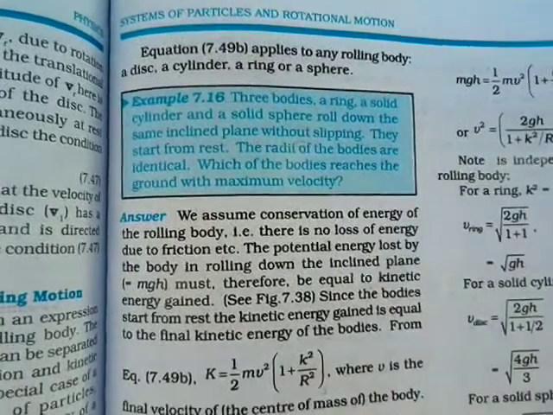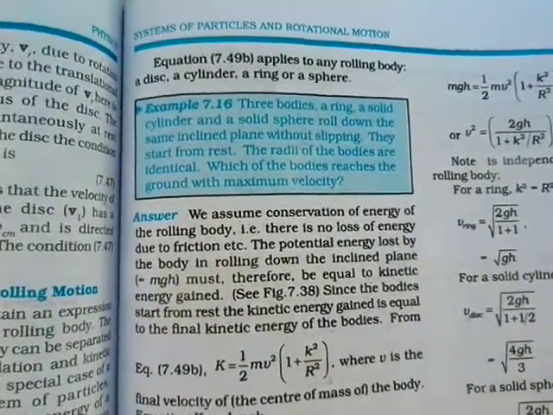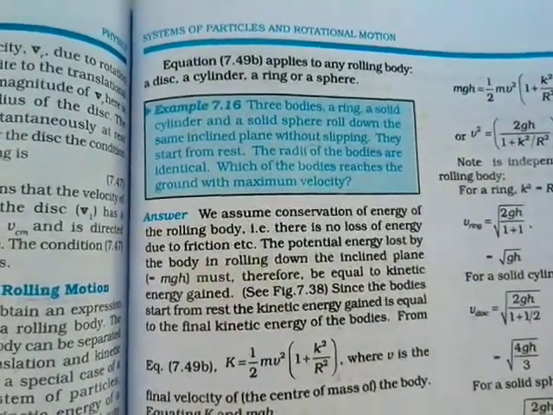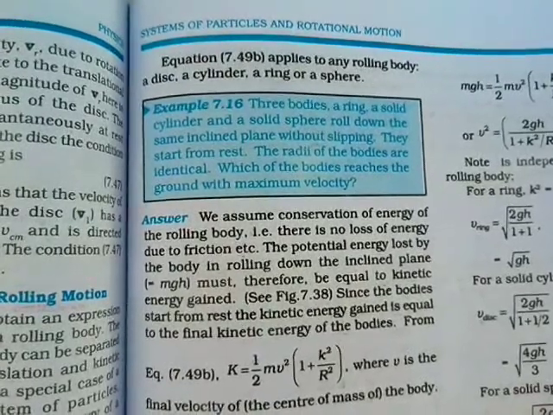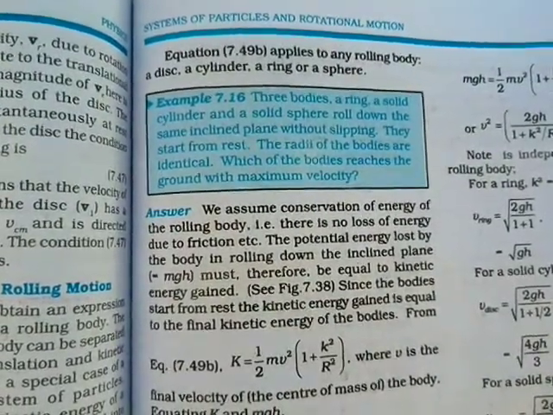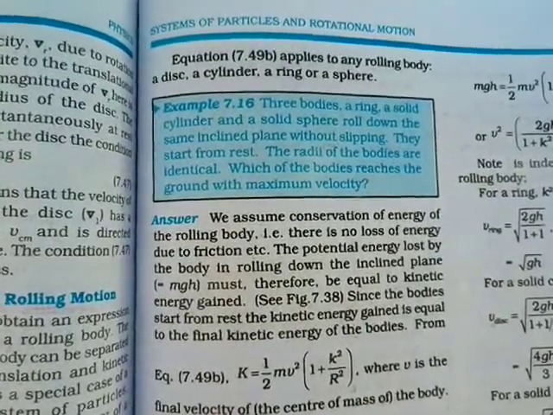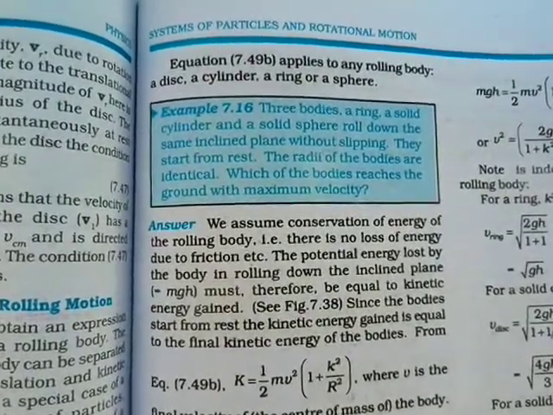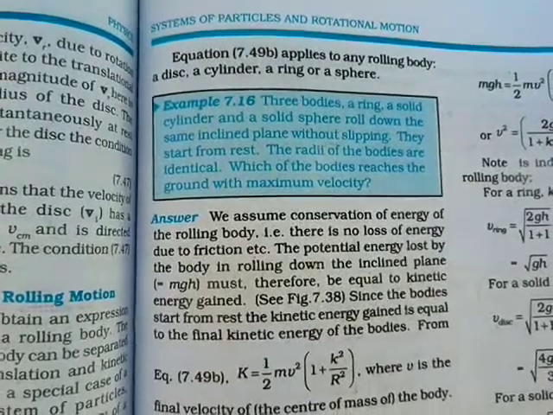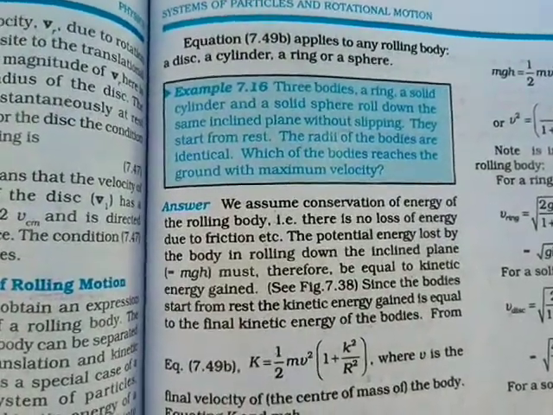Example number 7.16. Three bodies, a ring, a solid cylinder and a solid sphere, roll down the same inclined plane without slipping. They start from rest. The radii of the bodies are identical. Which of the bodies reach the ground with maximum velocity?